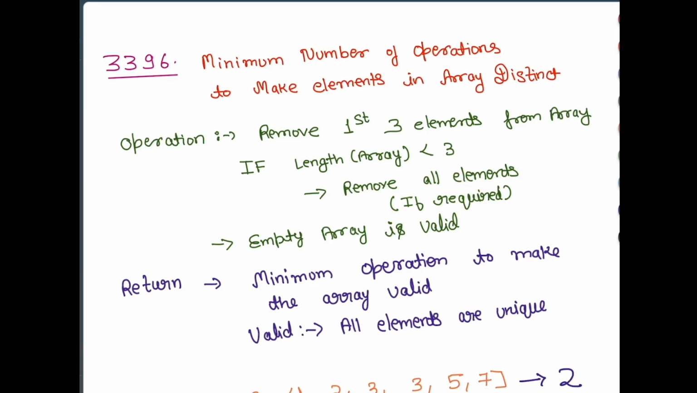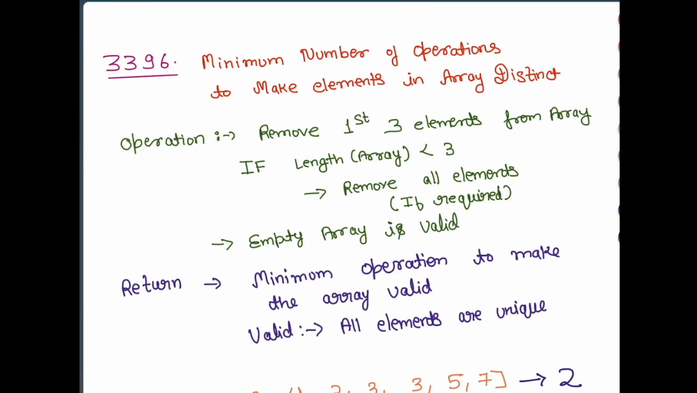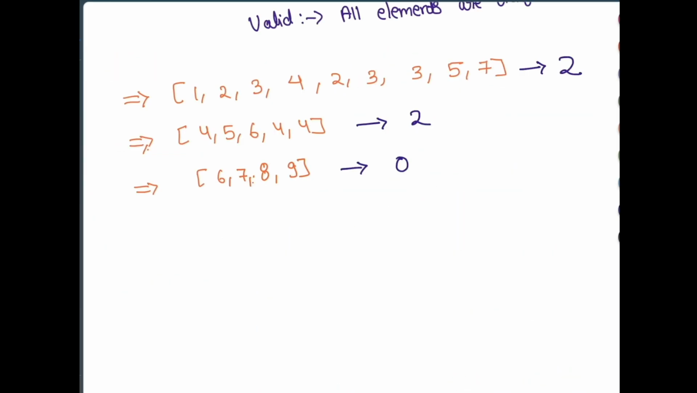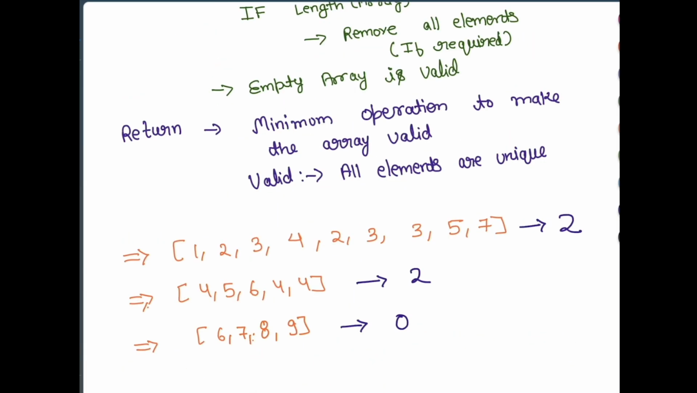But let us say after performing an operation, you are left with 2 elements, 1 comma 2. We don't need to perform any more operations, right? Because this array is still valid. 1 comma 2 is a valid array because all the elements are unique, so we don't need to perform any operation. One more important thing is, an empty array is also valid. So we have seen this, right? If it is 4 comma 4, we remove the 2 elements, then it is an empty array and it is valid.